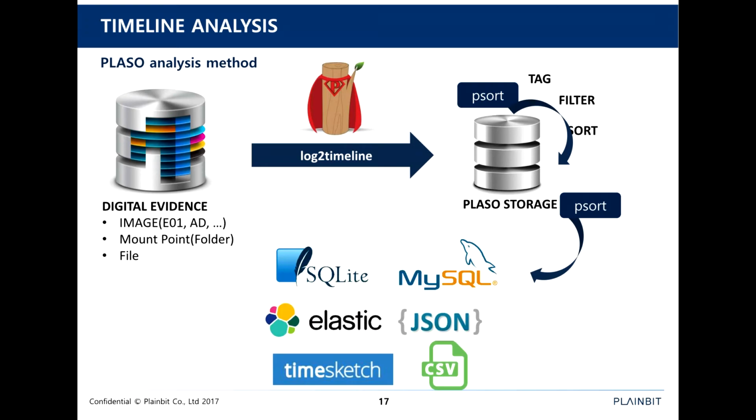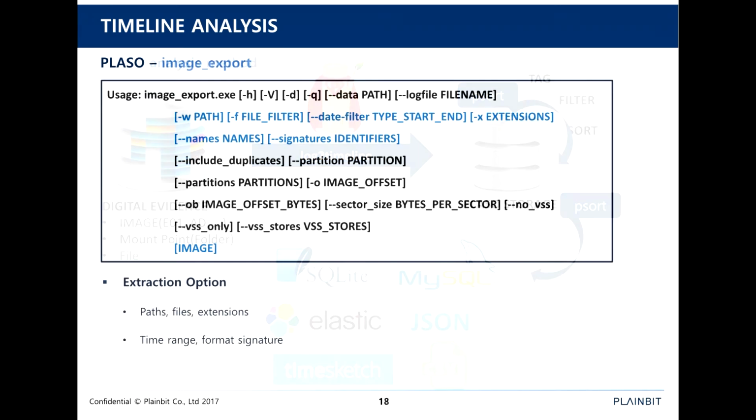Here is how to analyze with Plazo for your reference. The image_export tool allows you to selectively collect artifacts from your analysis, and it supports a great number of options. Image_export extracts the path, file name, extension, and so on that match the value entered in the analysis target. If you enter a time range, it also analyzes the file system metadata and extracts everything in the time range.